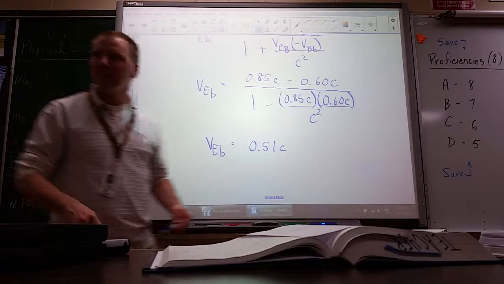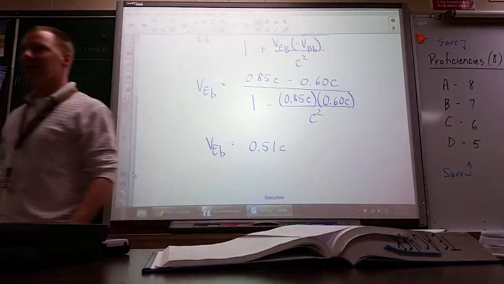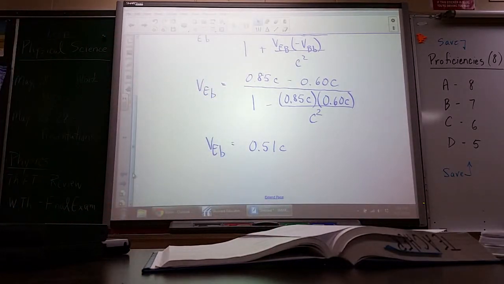Would it be alright to leave it in terms of c? Yeah. No, normally that's what I do. I mean, that's why we use c, to make it a convenient number.